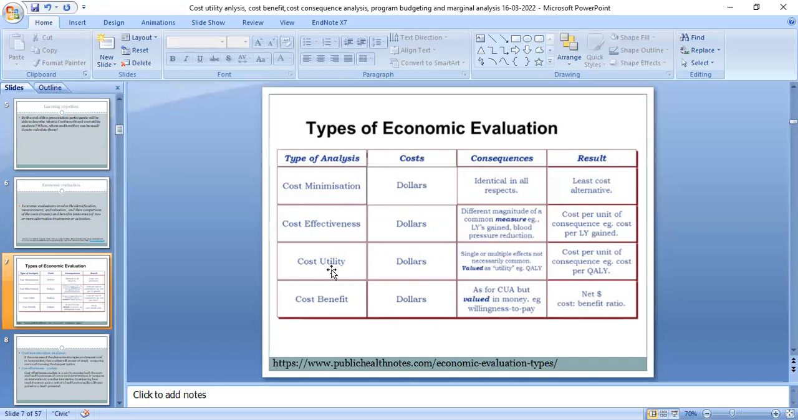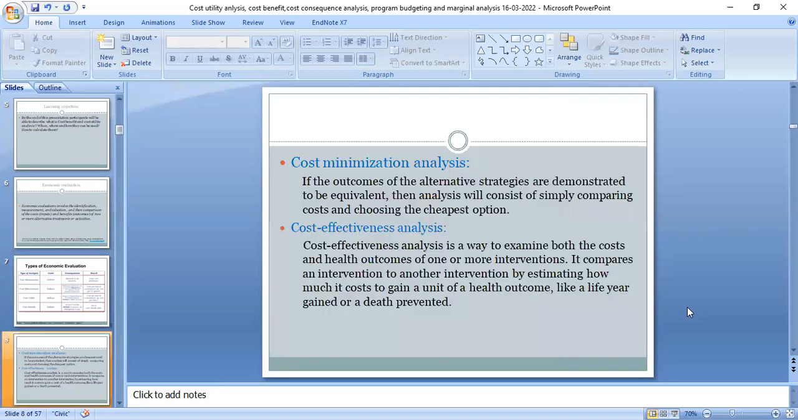While in cost utility analysis that we will discuss in detail today, the outcome is in the form of QALY, that is quality adjusted life year. While in cost benefit analysis, both the inputs and outcomes are in monetary value, that can be in dollar or rupee. So what is cost minimization analysis? If the outcomes of the alternative strategies are demonstrated to be equivalent, then analysis will consist of simply comparing costs and choosing the cheapest option.